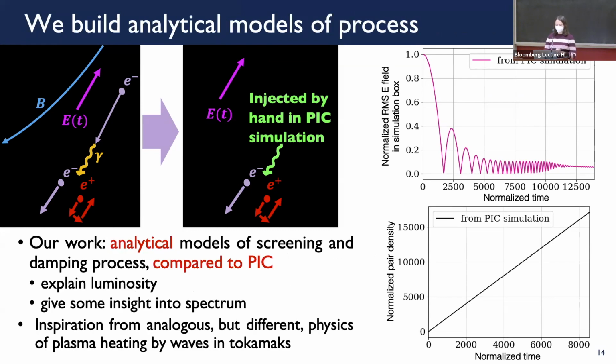So our work is building analytical models of the screening and damping process and comparing them to PIC simulations. By doing this, we're able to give some insight into the luminosity and also the spectrum of the pulsar. And I'll note that I come from a background looking at basically laboratory plasmas and tokamaks. And so in this project, we took a lot of inspiration from physics that's used in tokamaks to describe how plasma is heated by plasma waves. It's a bit different in this context, but there's some parallels as well.